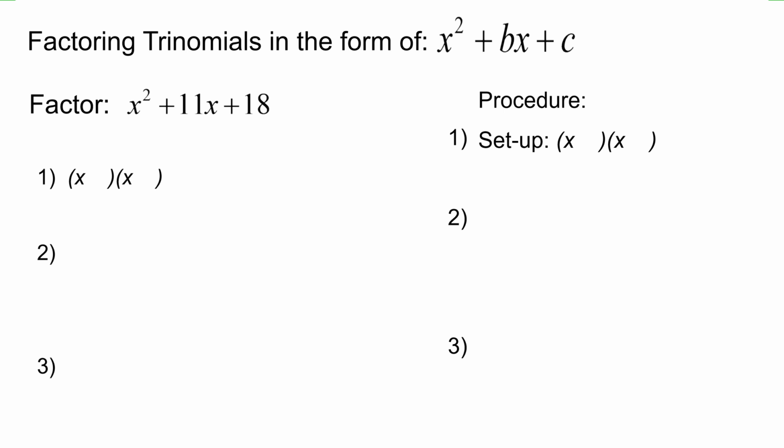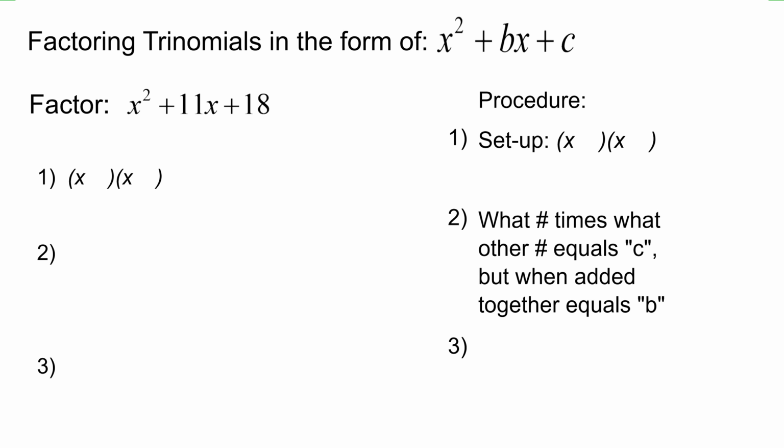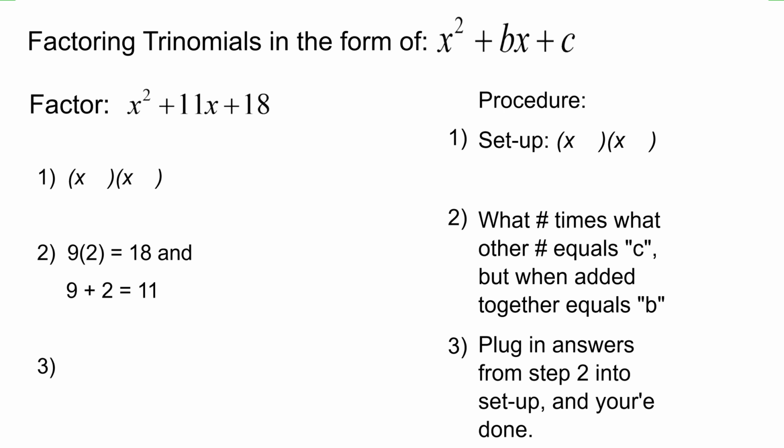Step 2, the most important and quintessential question of any factoring question, and that is, what number times what other number equals c, but when added together equals b? In this case, what times what equals 18, but when added together is 11? You got it. 9 and 2. 9 times 2 is 18. 9 plus 2 is 11. And guess what, y'all? You're done. Plug it in, and you just factor a trinomial.